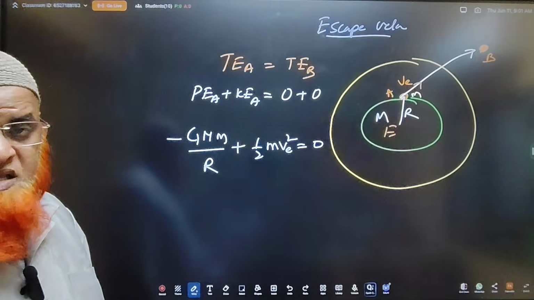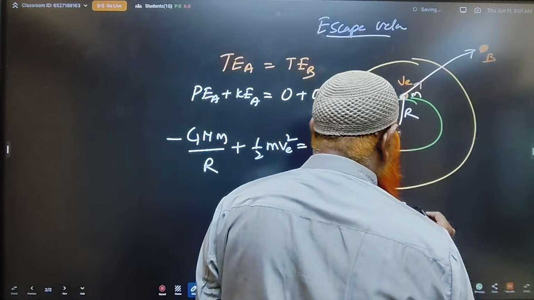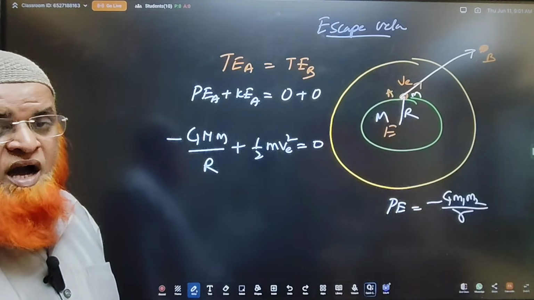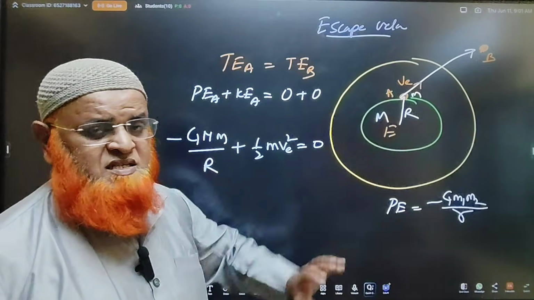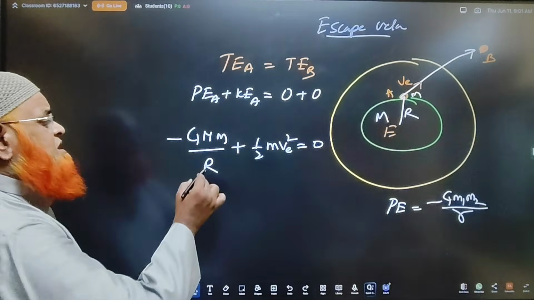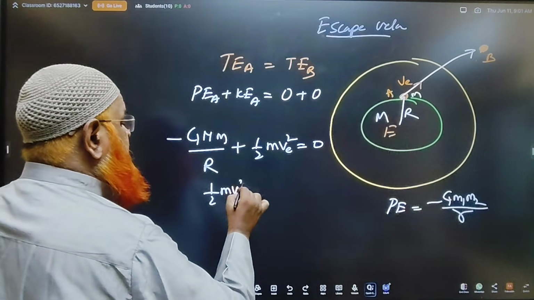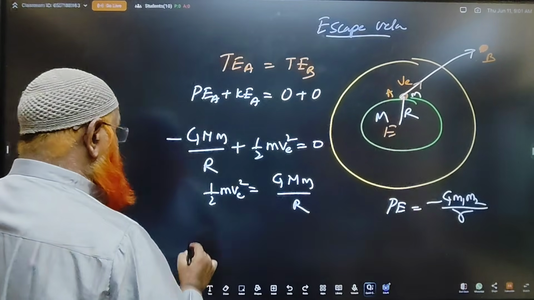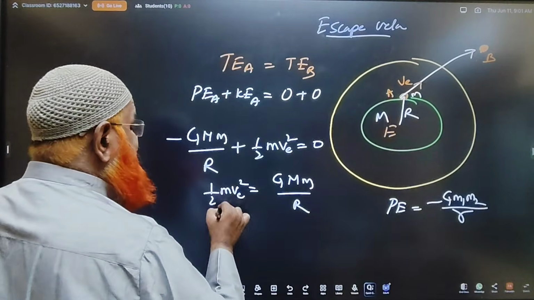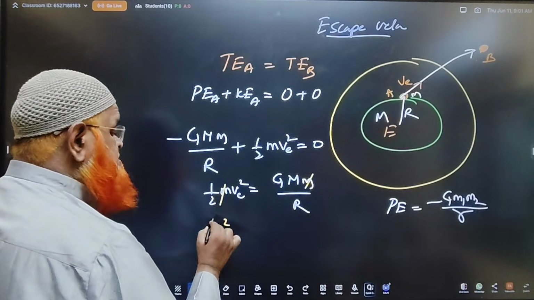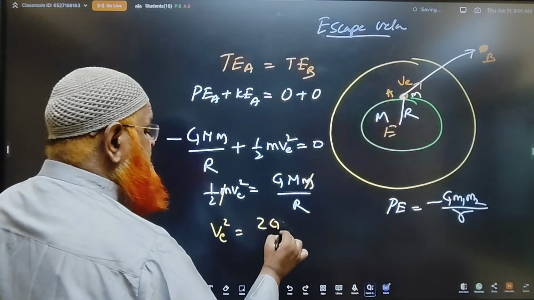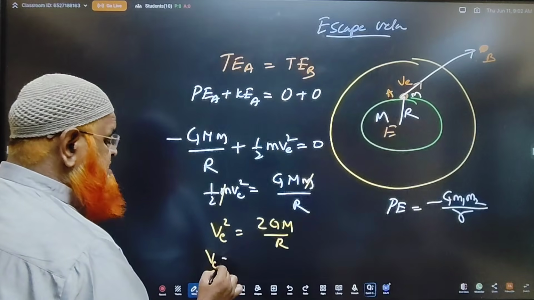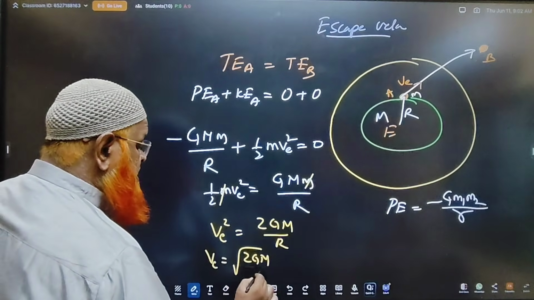So what is the formula for potential energy? You all know the formula for potential energy is minus G m1 m2 by R. So here the radius of the earth is taken as capital R. So we write this like this. You can take half m V_E square on the left side and this you can take on the right side: G capital M small m by capital R. So what do you understand from this? What are the things getting cancelled here? Small m is getting cancelled. The 2 goes to that side, and V_E square becomes 2G capital M by R. Okay. So similarly, you can also write V is equal to root of 2G capital M by R.